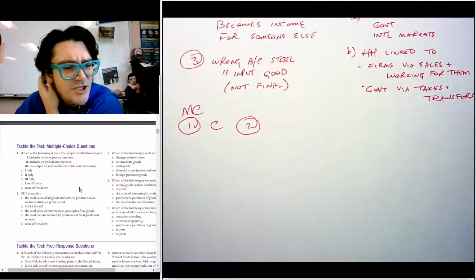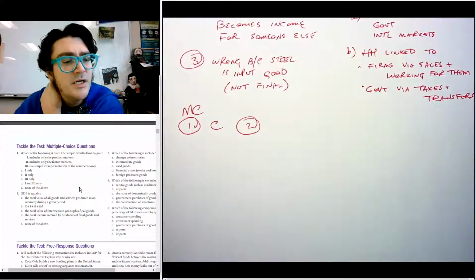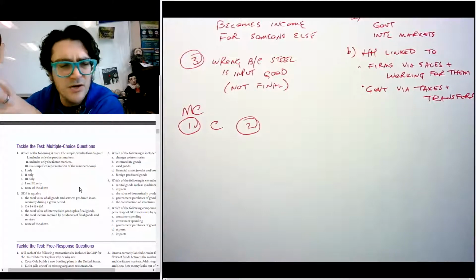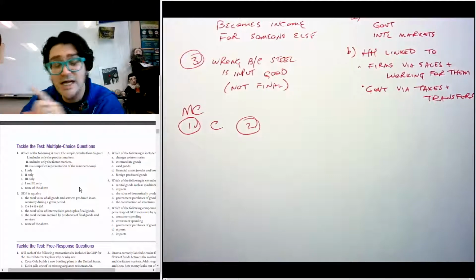B says GDP plus imports. No, we're leaving out consumption. That's weird. Total value of intermediate goods plus final. No. Total income received by producers of final goods. Well, it's not just that.